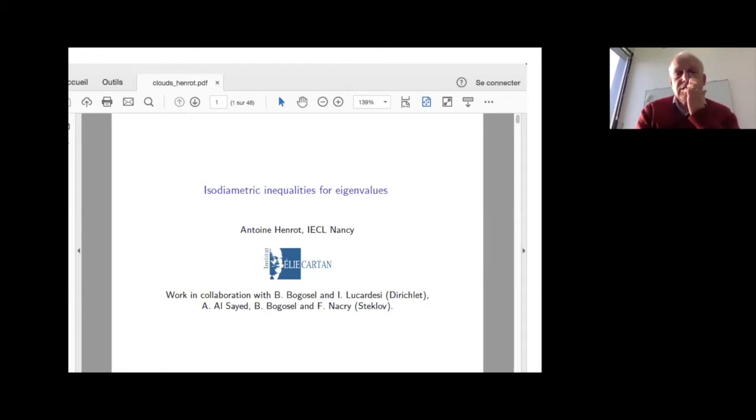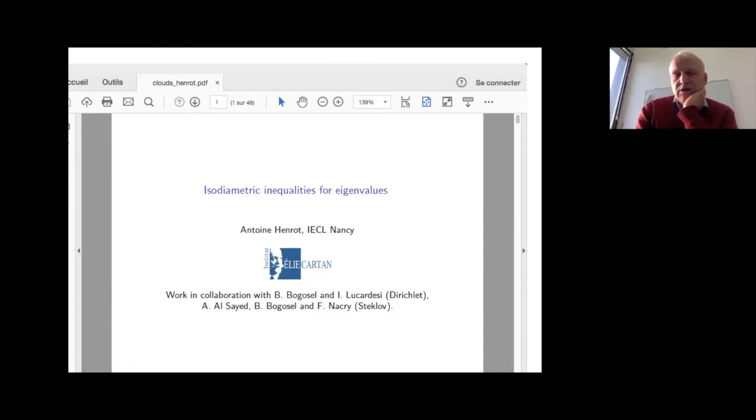Okay, so my notations. First of all, since I am in a seminar where people are used to working in differential geometry, I prefer to be clear. I will stay in the Euclidean case. So my domain omega is not a manifold. It's a bounded open set, or Lipschitz bounded open set, in Rn.